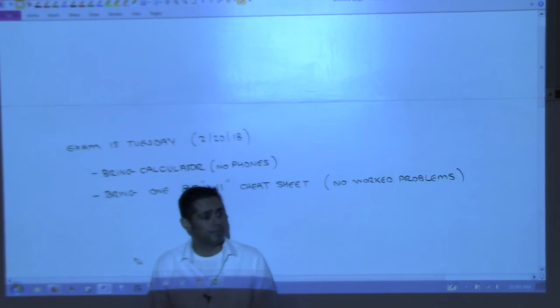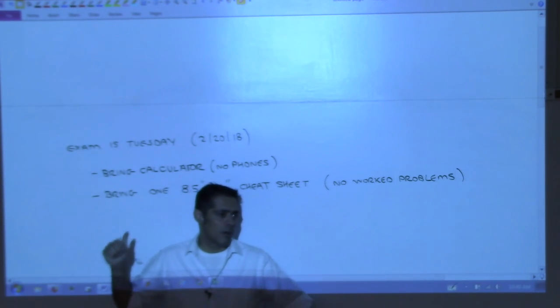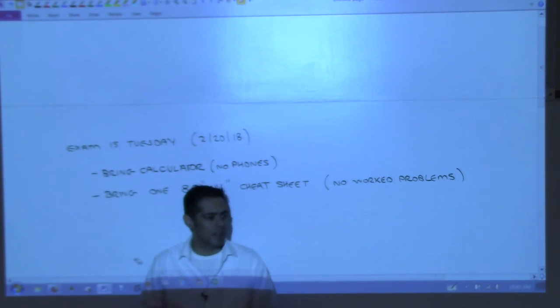Yes? Is it going to be front and back, or just one side? This, you can have front and back. I'm not worried about like someone having too much stuff, because again, it's just to help you as a reference. Any questions on that?